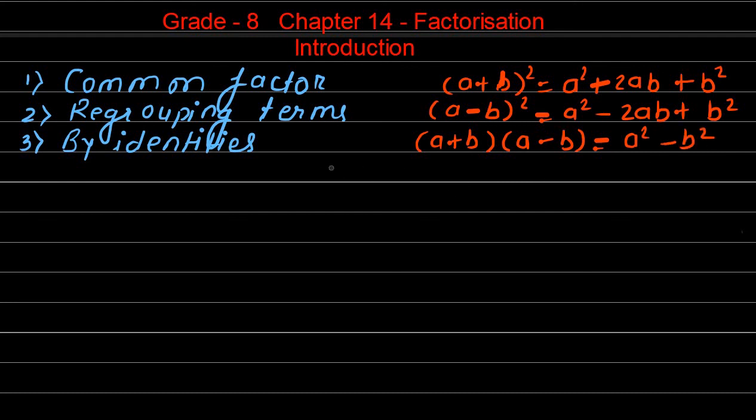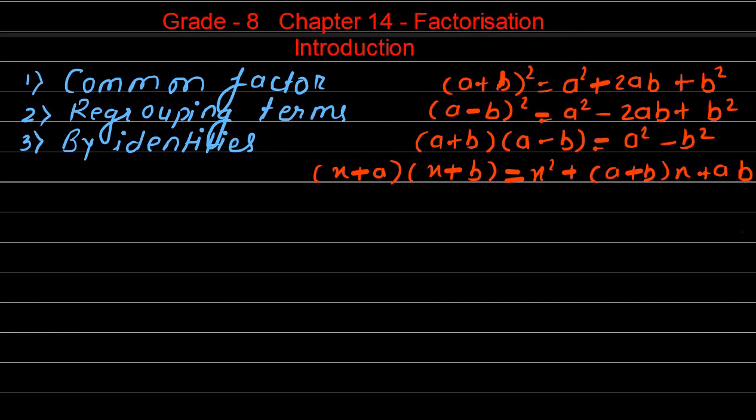Then we have the fourth identity, that is x plus a times x plus b. If you solve it, you will get x square plus (a plus b) in brackets times x plus ab. Okay, now these are the identities. You can say these are the formulas. Let's see how we can factorize with the help of these identities.